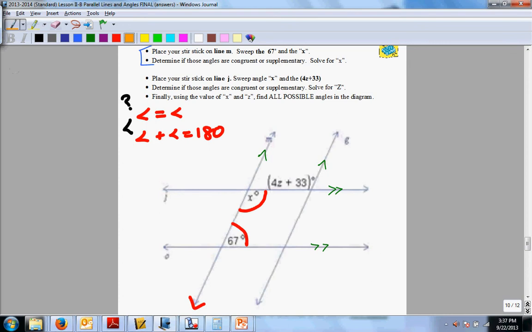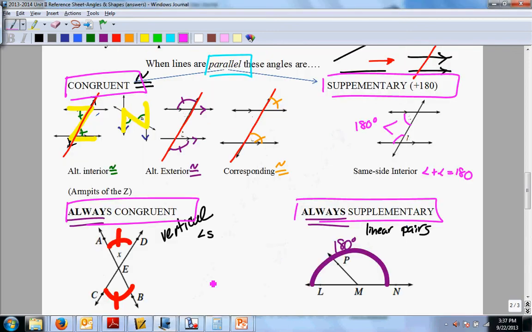So you move your stir stick. We're going to move our transversal this way. It says sweep angle X, so we sweep X. And now we're going to sweep this angle right here, like so. Now you need to determine those 2 angles. We've moved our stir stick sideways now. Again, looking at this page, the angles we just swept, you ask, are they alternate interior, alternate exterior, corresponding, same side interior? Are they vertical or supplementary?